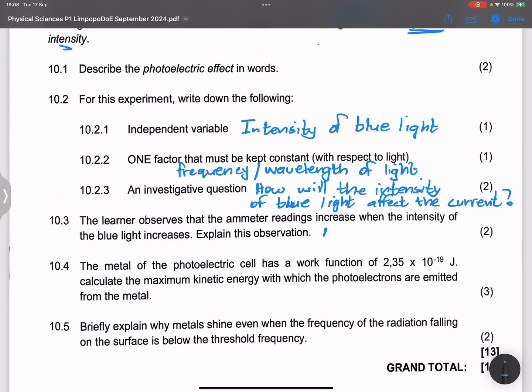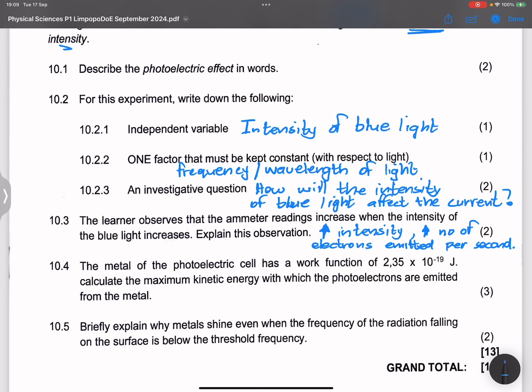So remember that if we increase intensity, we will also increase the number of electrons emitted per second. And in this case, that will increase the photocurrent. Right, now let's go on to the next one.